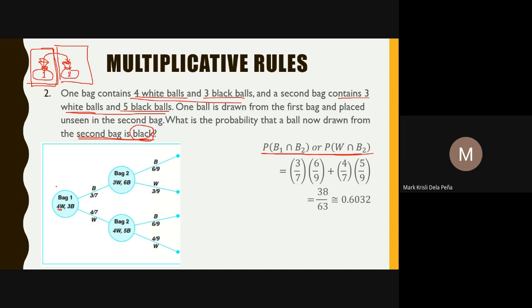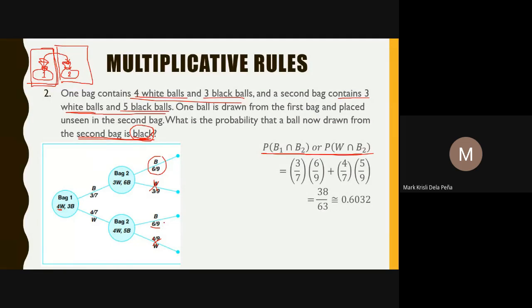This is using a tree diagram. Since we already have 9 balls in the second bag because we got one from the first bag, it depends on which color we got from the first bag. So if it's black, the probability will become 6 over 9. We won't consider the white branch here, since we are only concerned with getting a black ball in the second bag.